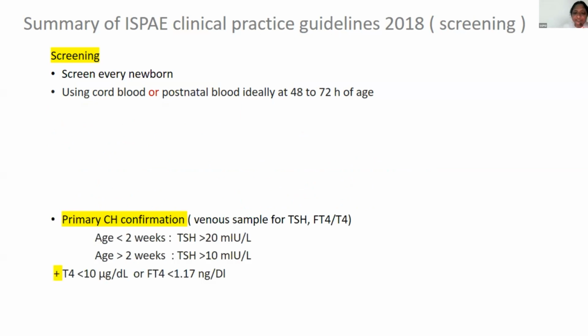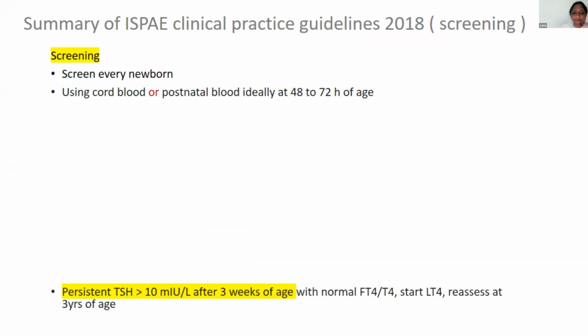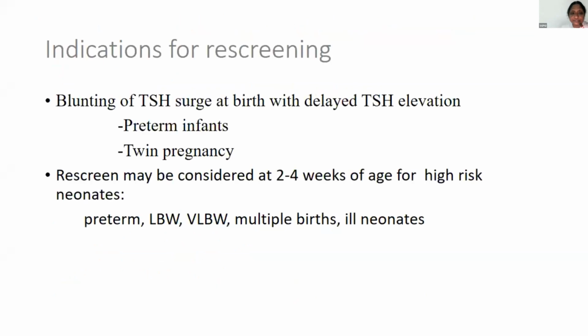And the primary confirmation is by taking a venous sample for TSH and T4. Age less than 2 weeks, TSH more than 20, and more than 2 weeks, TSH more than 10, along with a low T4 or a free T4 confirms primary congenital hypothyroidism. And there are cases where there is mild TSH elevation. There is no consensus if you see the various society guidelines, but ISPE recommends if the TSH is persistent above 10 after 3 weeks of age, to start treatment, to monitor carefully and reassess at 3 years of age.